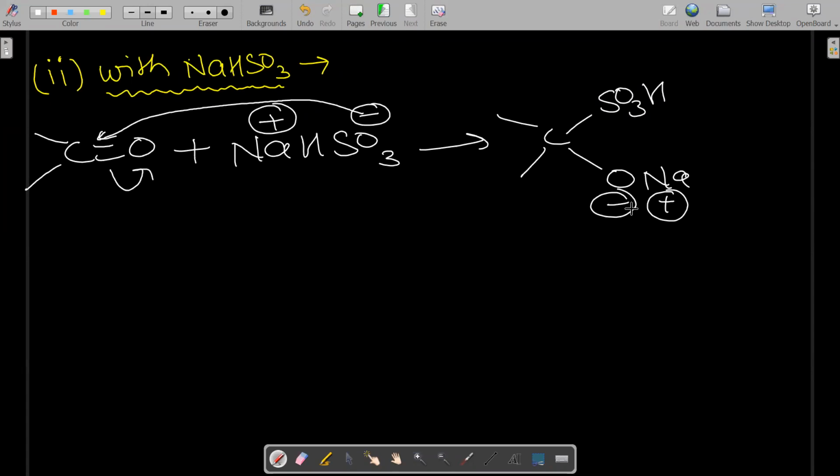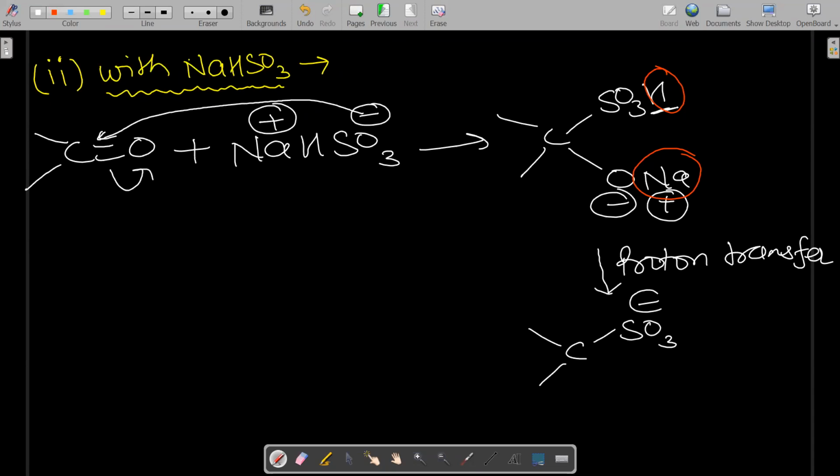But in this addition product, there is an ONa and there is an SO3H. H is the acidic hydrogen. And wherever there is an acid and a base, automatically what occurs? Proton transfer. So in this reaction, we get this addition product. Further, proton transfer occurs, which means this H plus transfers to over here. And what final product do we get?